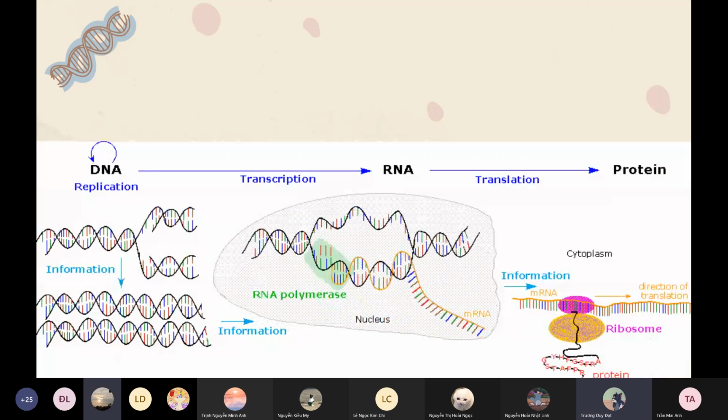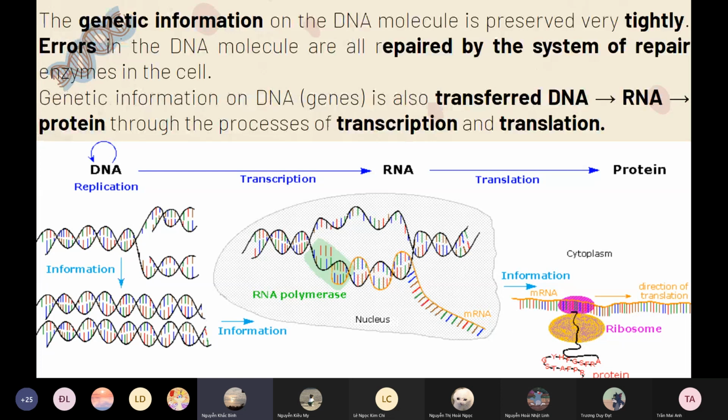Hello everyone, I am Bình again. You must have been very tired from listening until now, but don't worry, we are nearly finished. Now, let's continue the content given by that. The genetic information on the DNA molecule is preserved very tightly. Errors in the DNA molecule are all repaired by the system of repair enzymes in a cell. Genetic information on DNA chains is also transferred from DNA to RNA and into protein through the processes of transcription and translation.